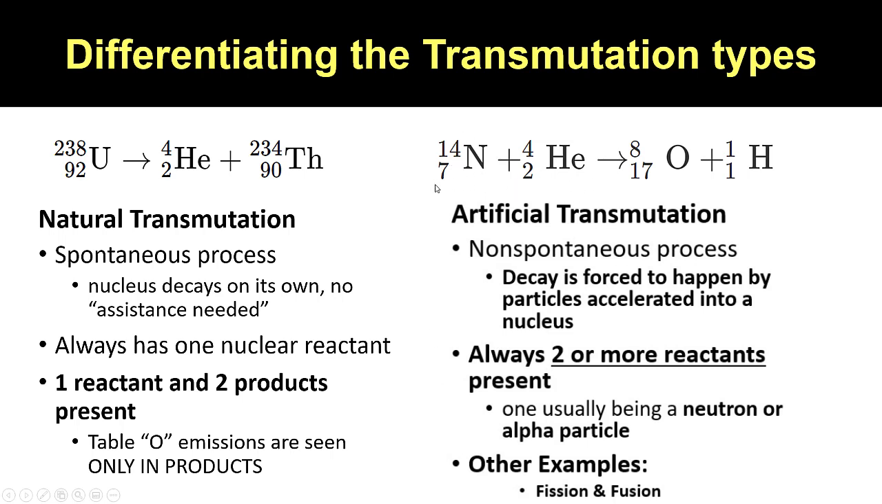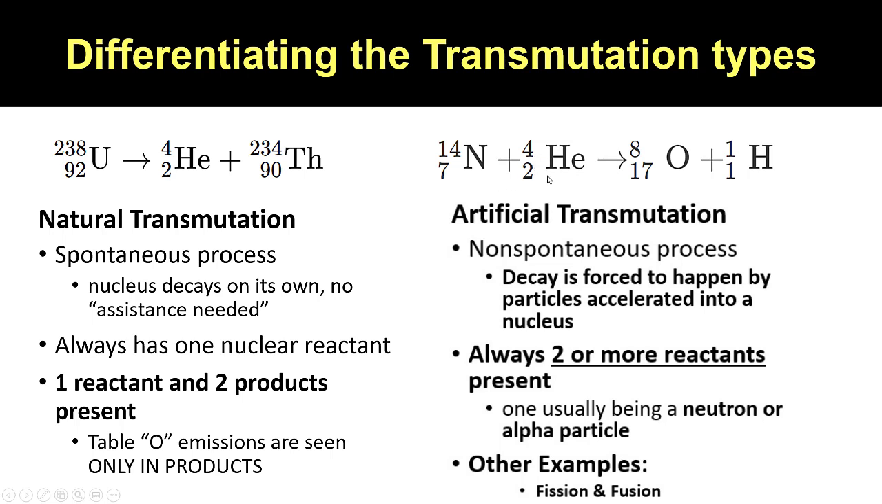So the first thing I'm seeing is that where in natural transmutation I saw only one reactant, in artificial I am now seeing two. And those reactants are usually an alpha particle or a neutron. You can't really go by what you see on the product side because, as we saw before, we see two products here in natural transmutation, we see two here in artificial, and sometimes you might even have three. But the idea is compare what you see in the reactants to tell the difference.